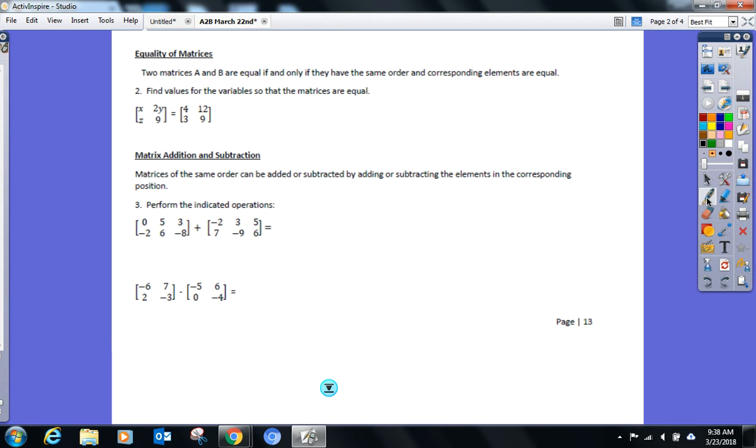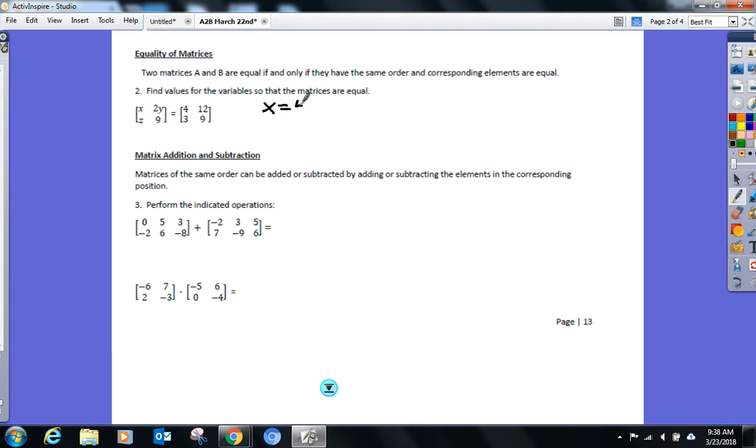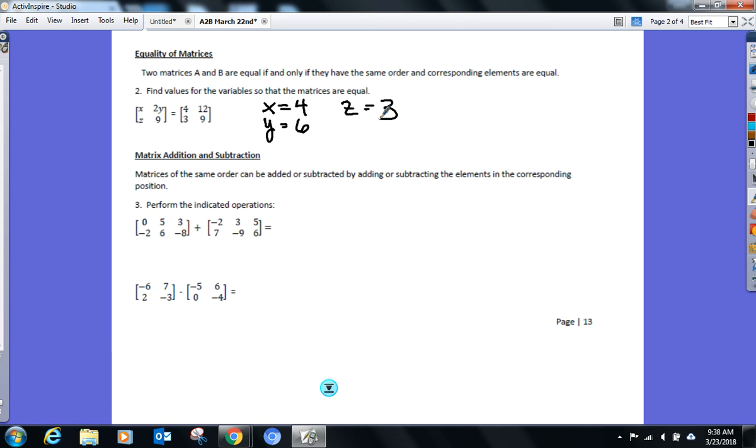So again, right here, I need a 4. So guess what the value of x is going to be? 4. What about the value of y, though? I needed a 12, and it's 2y. So y would be equal to 6. And then how about your z value? 3. Okay, not too bad.